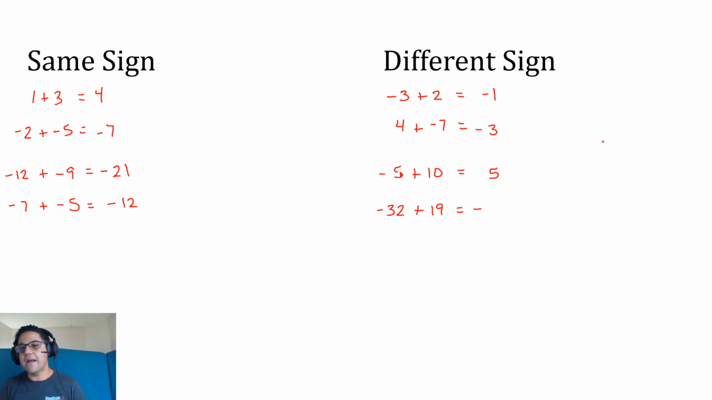And then over here, if you have to, you would just do 32 subtract 19, elementary style. Line it up. This is the way my teacher taught me. 12 subtract 9 is 3. 2 subtract 1 is 1. So that gives me a negative 13.